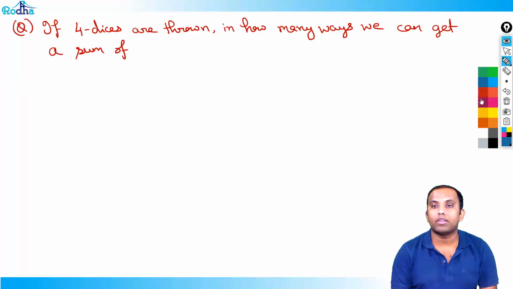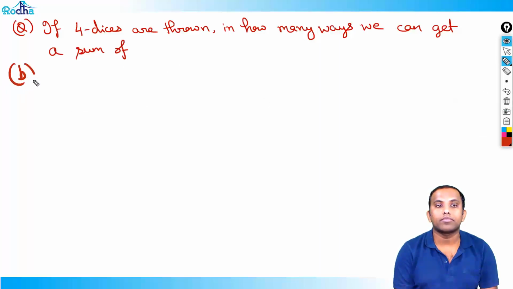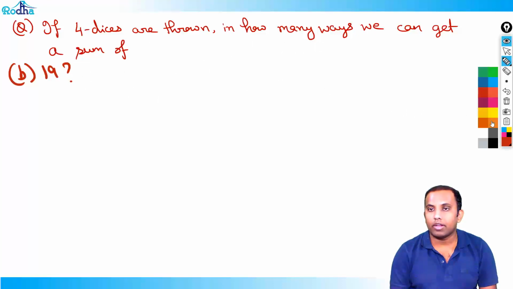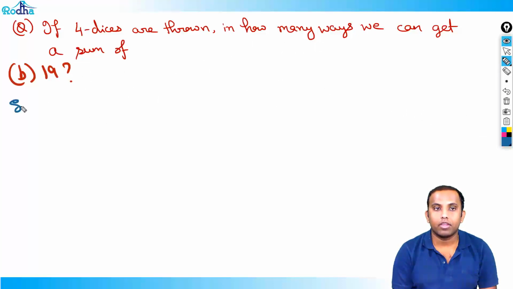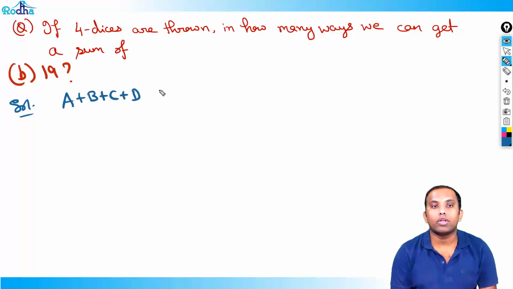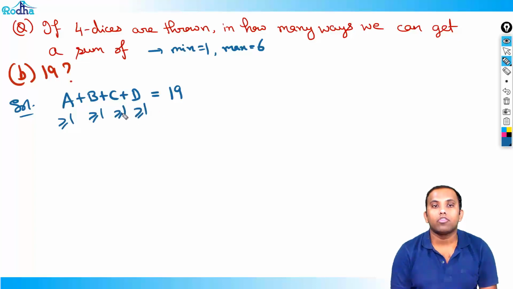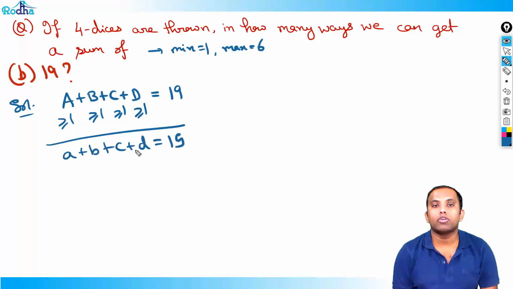If I write this B part as 19, the question is a sum of 19: if 4 dice are thrown together, in how many ways can we get a sum of 19? Now, another issue will occur here, and we should solve it. A plus B plus C plus D is equal to 19. Since the minimum value on a dice is 1 and the maximum is 6, I should first give 1, 1, 1, 1. So A plus B plus C plus D should be equal to 15 now.